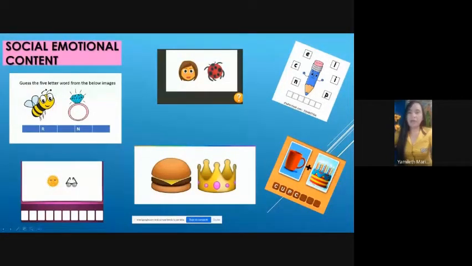Let's start with the first. According to this, we have 2 letters. There are 3 letters missing. What do you think is the word related with the first picture? Think and try to guess. Think about it and tell me what's the word. Bee and ring. Yeah, we have a bee and a ring. But if we join both pictures, what is the word?